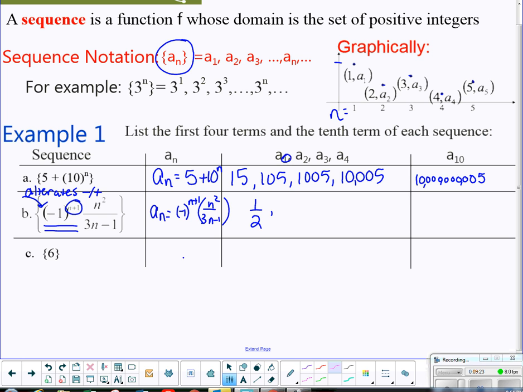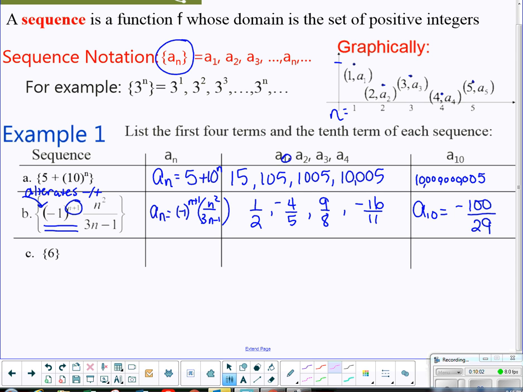Then we go to 2, so I'm going to have -1 to the third. 2 squared is 4, and then 3 times 2 is 6. 6 minus 1 would result in a 5. So 4/5, odd power with a negative is going to be negative. And so on. You could keep playing that out. I'm going to just keep moving through. That ends up being 9/8 and -16/11. The a sub 10th term actually turns out to be negative, and it's 100 over 29.